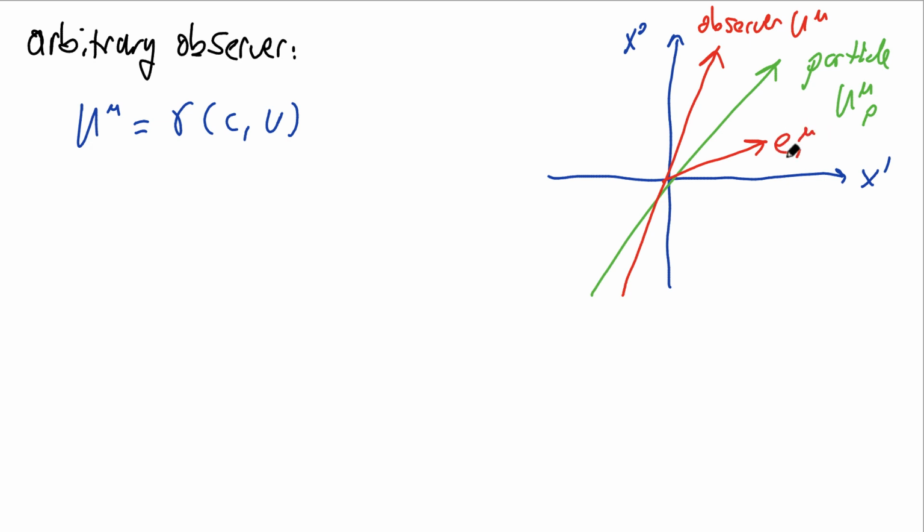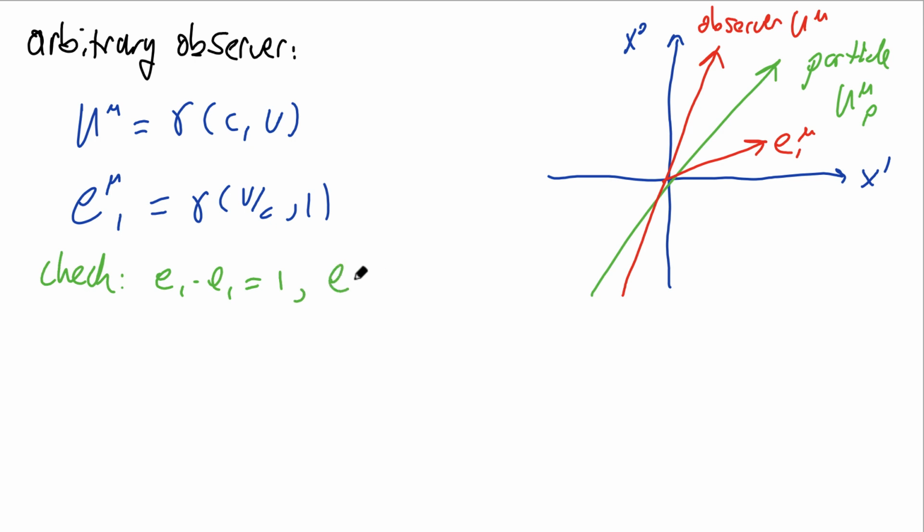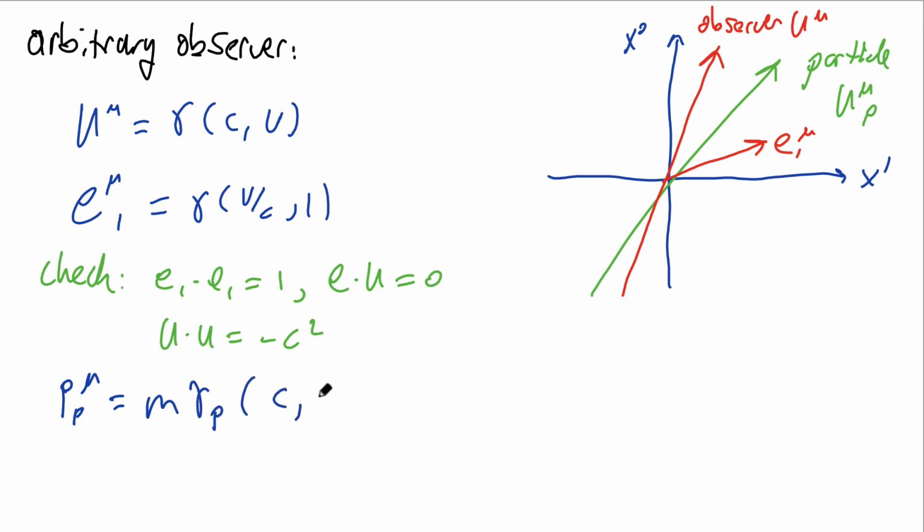So, this is the vector e1. It turns out that this is just γ(v/c, 1). And you can check that these vectors form an orthonormal basis. So check, for example, e1 dot e1 is 1. e1 and u are orthogonal, so e1 dot u is 0, and u dot u is minus c². Now recall that the 4-momentum of the particle is equal to the mass of the particle times γ for the particle times (c, the velocity of the particle).